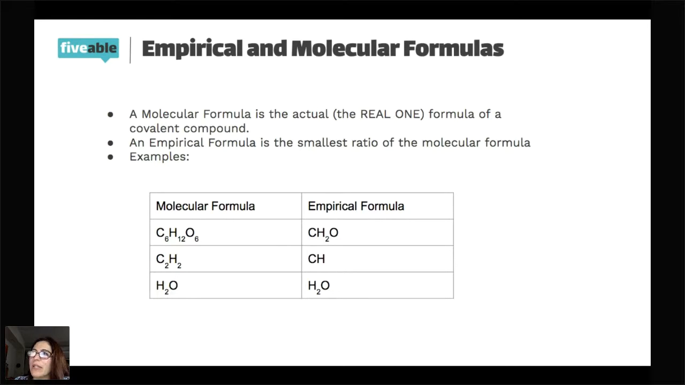It wouldn't make sense to have empirical and molecular formulas for ionic, because in ionic, it's always the smallest ratio. And it depends on the size of the sample how many atoms you will have. And in covalent, it does matter because, for example, for glucose, this is the real thing. But we can simplify by doing the smallest ratio. Do we have any questions so far? Okay, I'm going to move on.